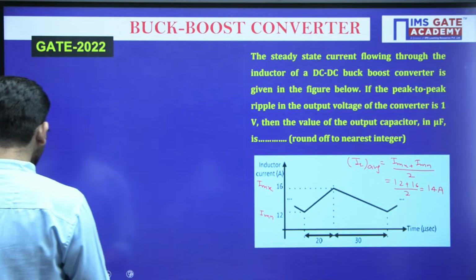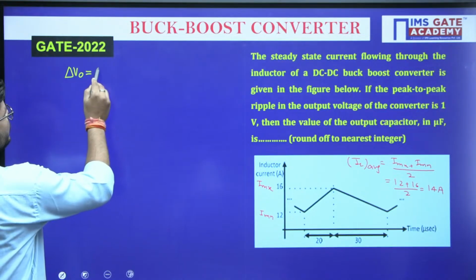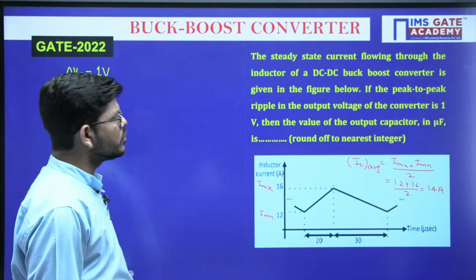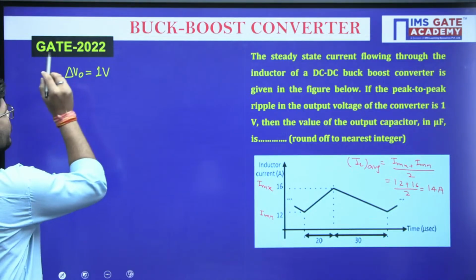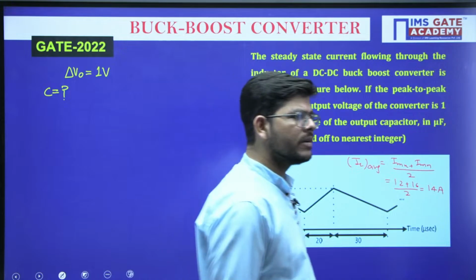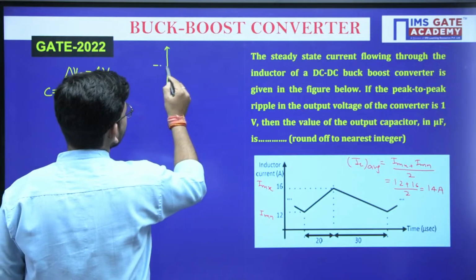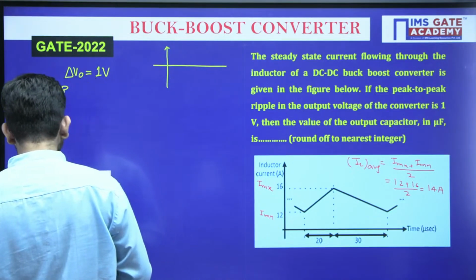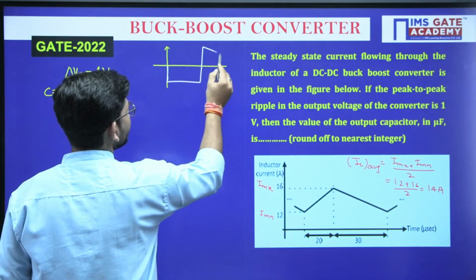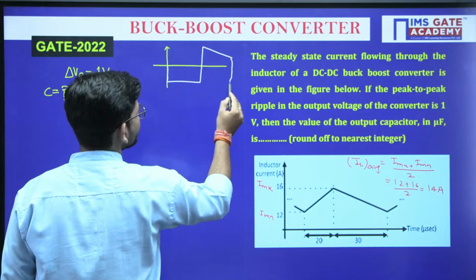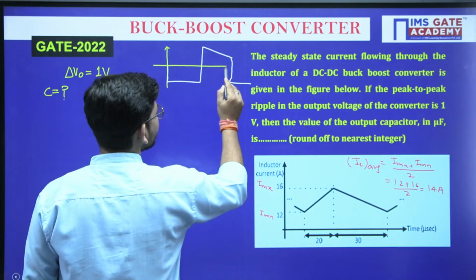Now, what else has been given is the peak to peak output voltage ripple, and that is equal to 1 volt. And what we have to calculate is the value of the capacitor. Do you remember the capacitor current waveform? The capacitor current waveform was like this, isn't it? Just see here how we can easily derive the expression. We don't have to put any effort in memorizing them. So just see how easily we can get the expression.